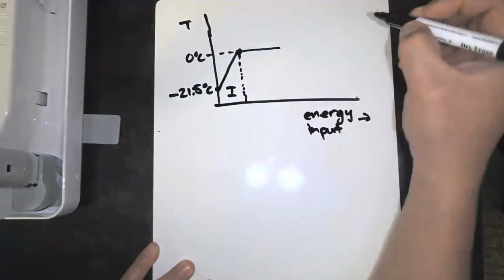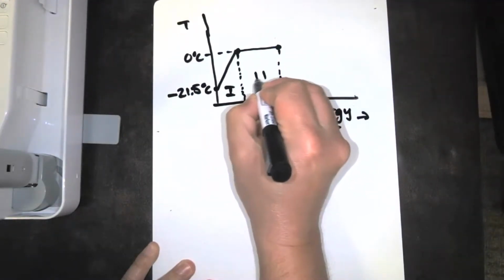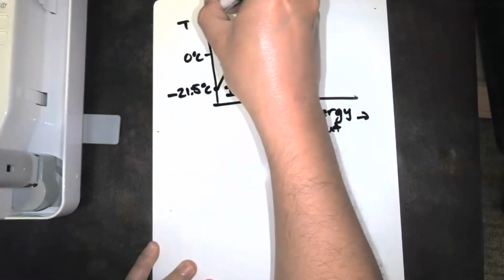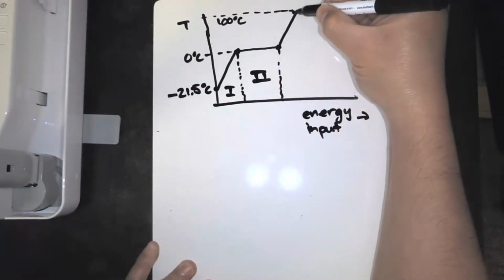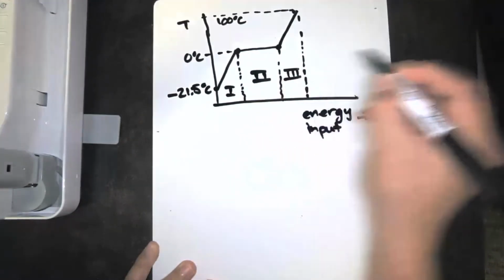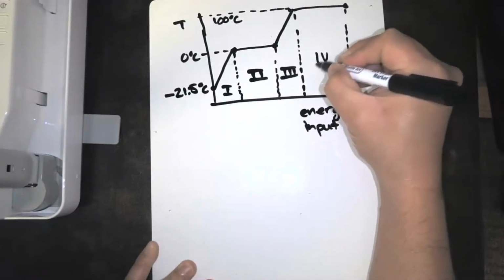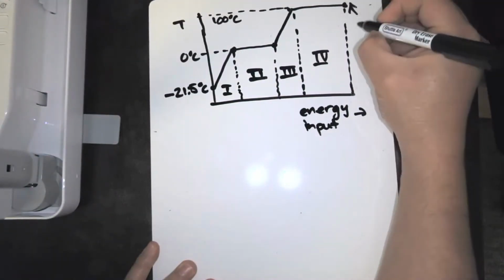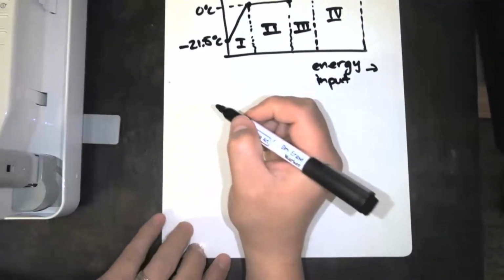And I'm going to label this first area region 1. And then there's going to be a period in which the temperature is constant, and I'm going to label that region 2. And then there's a region of constant increase in temperature of our sample from 0 degrees C to 100 degrees C. And I'm going to label that region 3. And then there's going to be a period where we're at a constant temperature of 100 degrees C. And I'm going to label this region 4. And our final point, as the problem says, is the point at which our sample, which is initially ice, is completely evaporated. So let's label these regions.